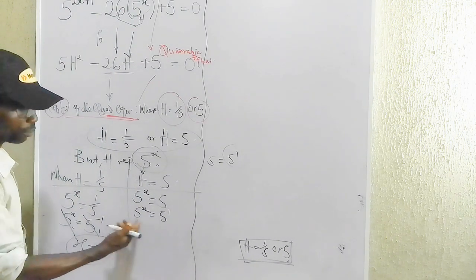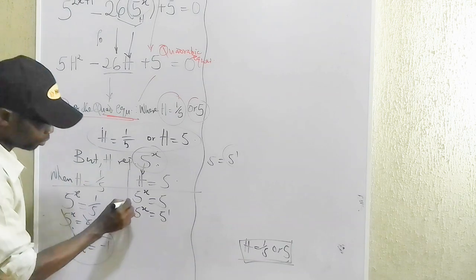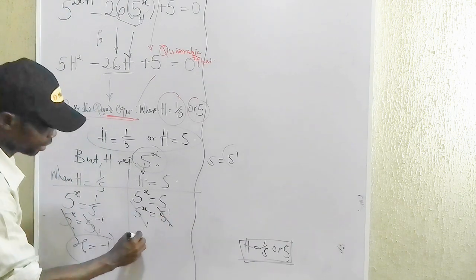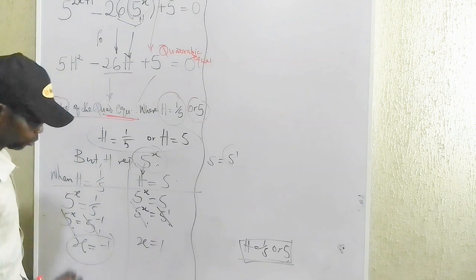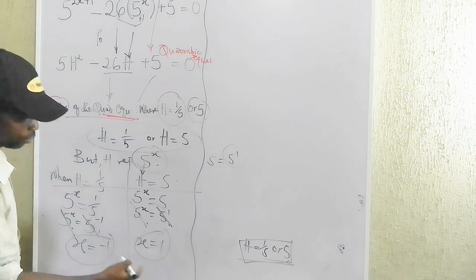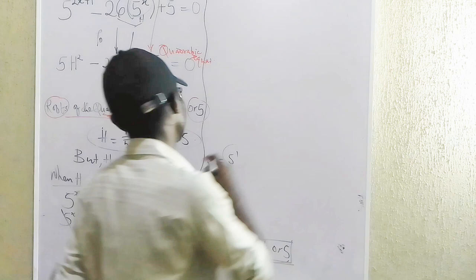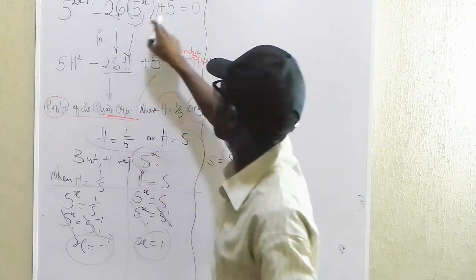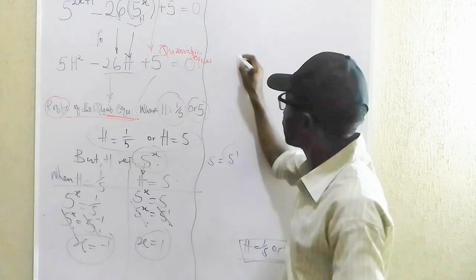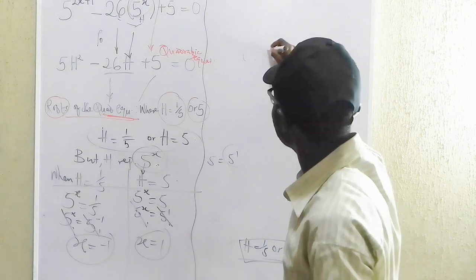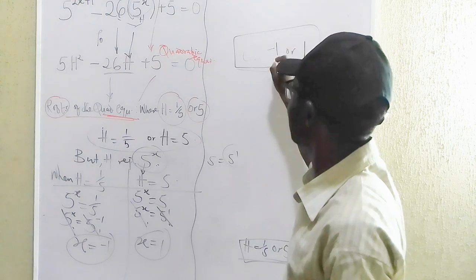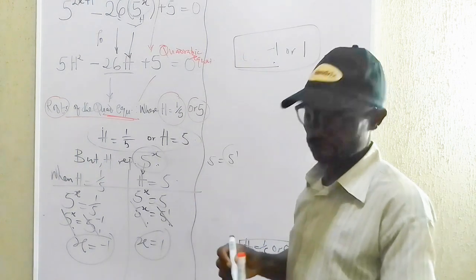So what do we have now? We have the two bases being the same, so this cancels this, and what's remaining here? x equals 1. In the final analysis, the value of x that satisfies this to make it equal to 0 is either x equals minus 1 or x equals 1. This is the final answer to this question.